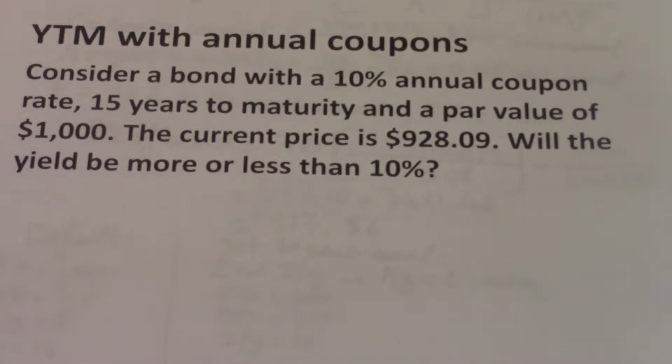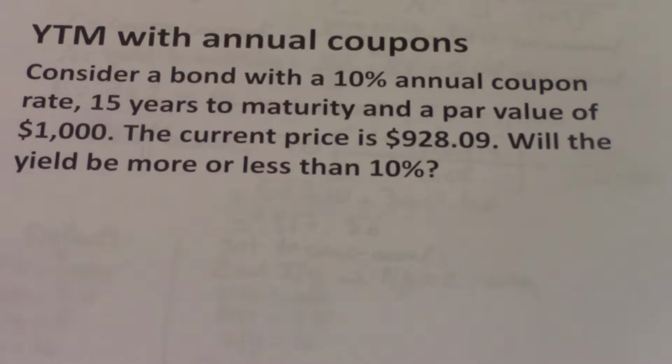Consider a bond with a 10% annual coupon rate, 15 years to maturity, and a par value of $1,000. The current price is $928.09. Will the yield to maturity be more or less than 10%? So here you're trying to find the yield to maturity, or the I over Y on the financial calculator.